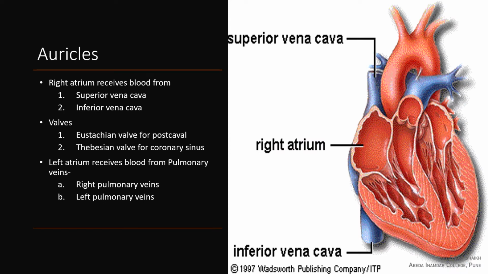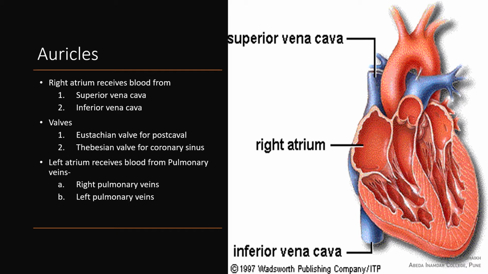In our body there are two main veins present. Superior vena cava is the vein that collects the deoxygenated blood from the upper part of the body. Another, the inferior vena cava, collects the deoxygenated blood from the lower part of our body. Both these veins open into the right atrium.